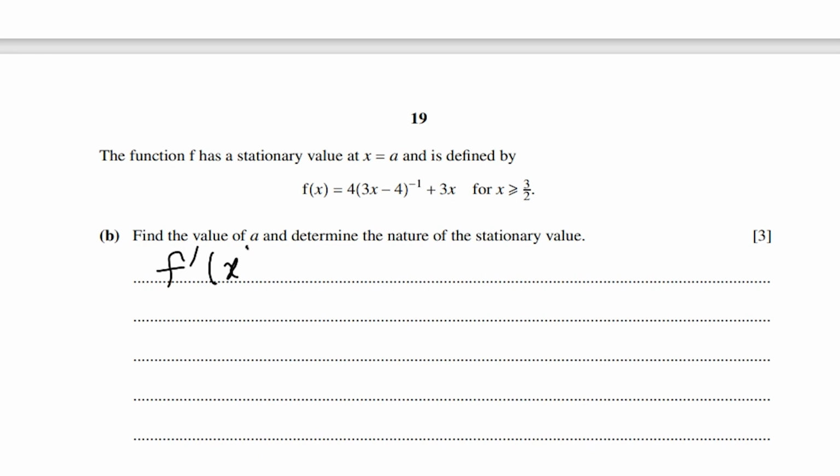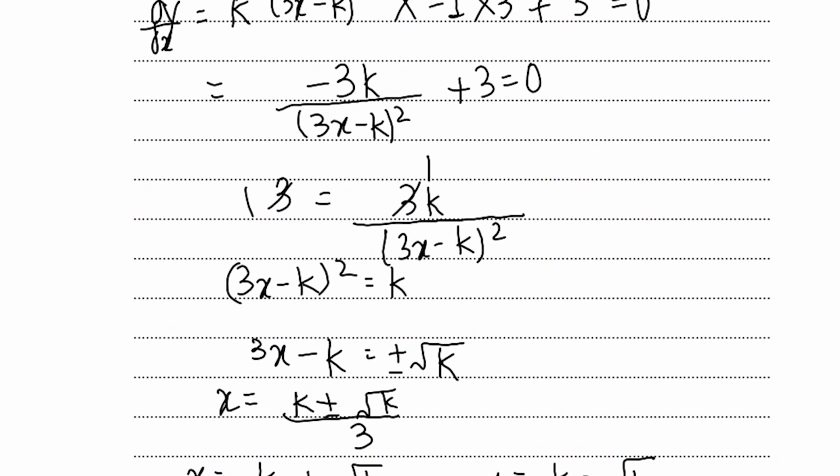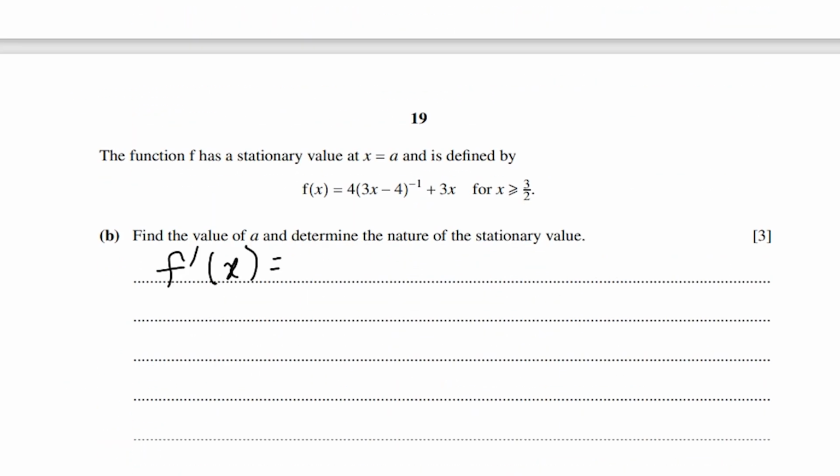So the differential of f(x) is the same thing as this, except that we'll have 4 instead of k. The differential of f(x) will be minus 3 multiplied by 4 divided by (3x minus 4) raised to the power 2, plus 3. Minus 3 multiplied by 4 is minus 12, so it is minus 12 over (3x minus 4) raised to the power 2, plus 3. This is the differential we'll get.